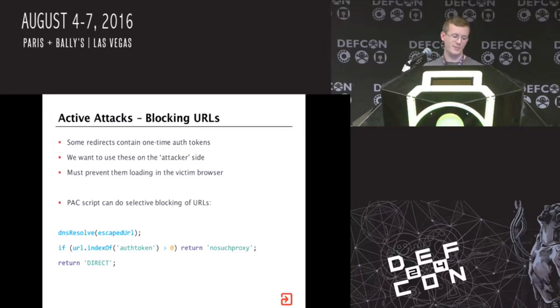So in the PAC script, as well as just leaking the data, we can say, if the URL matches this exact pattern, then return a proxy that doesn't exist. The user's browser won't be able to resolve the proxy, so that URL won't get fetched, but we can still leak it to the attacker to use that data.